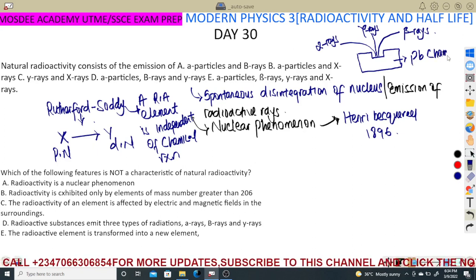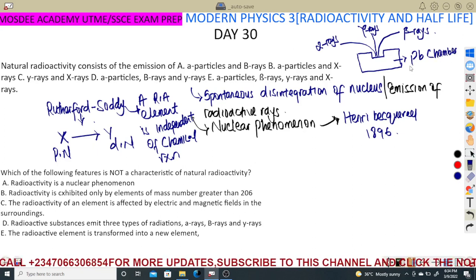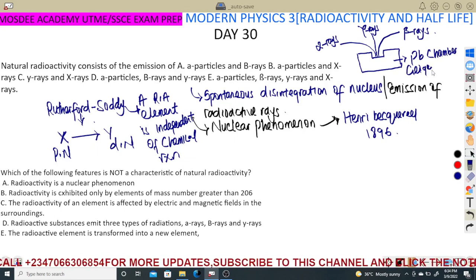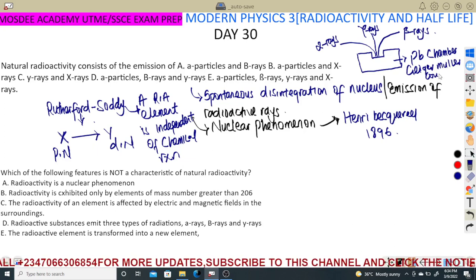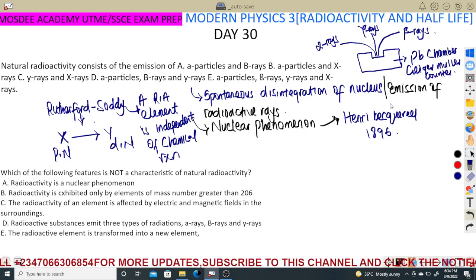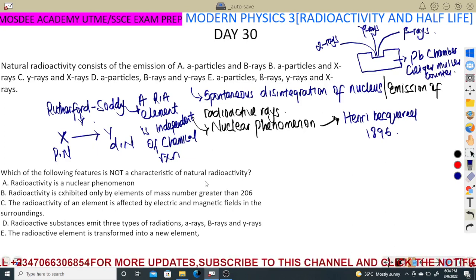If you like, you call it Geiger-Müller counter. That is another word that is popular, Geiger-Müller counter. All these are used to detect a radioactive substance. I don't want to go too much into what is not needed for questions.